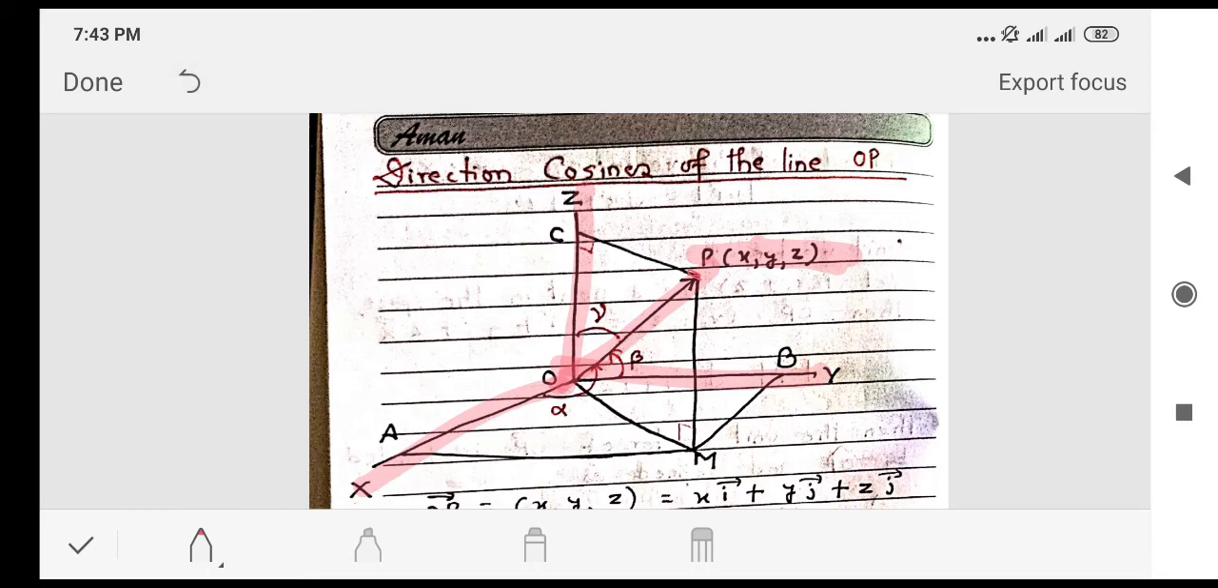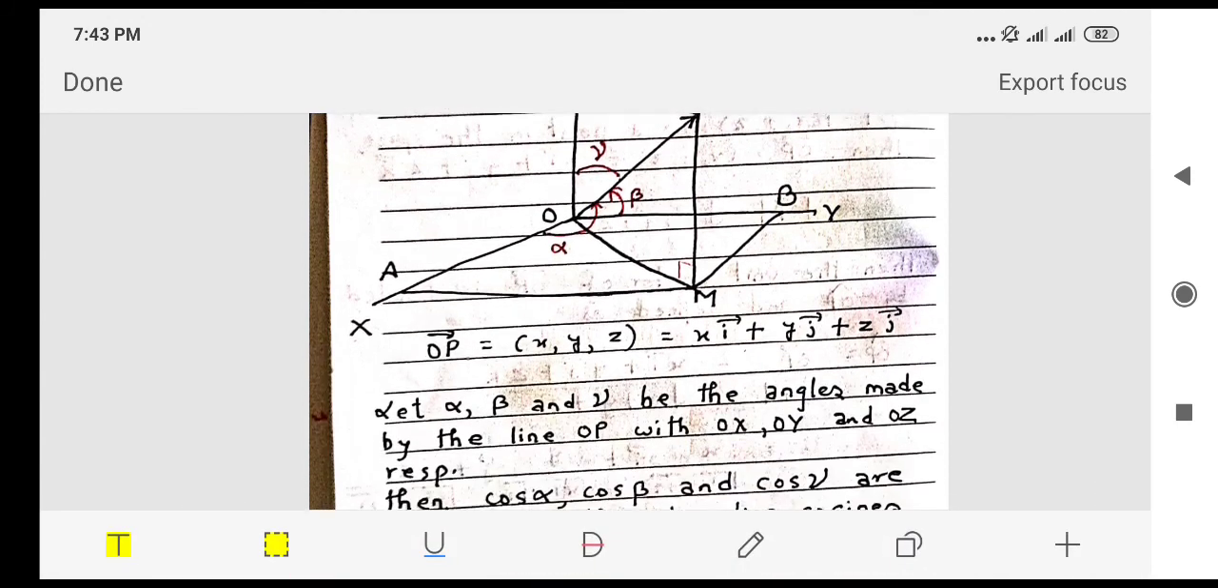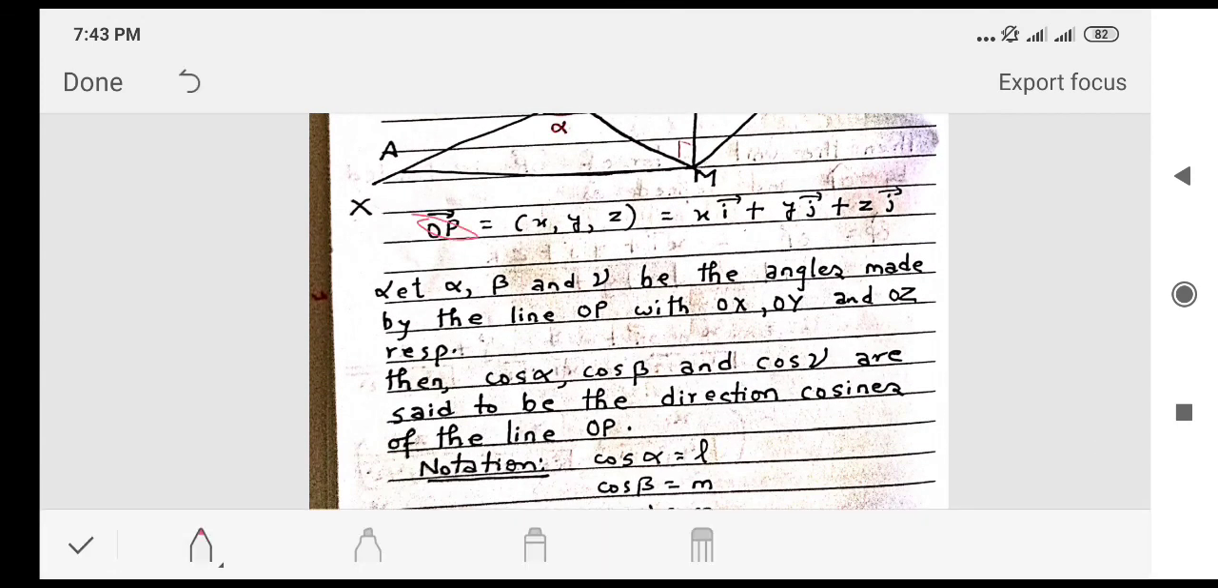Similarly, the same vector OP is making an angle beta with the y-axis, and the same vector OP is making an angle gamma with the z-axis. So please draw the figure properly. Since alpha, beta and gamma are the respective angles made by the OP vector with the x, y and z axes, OP vector is equal to (x, y, z), that will be equal to x vector i plus y vector j plus z vector k.